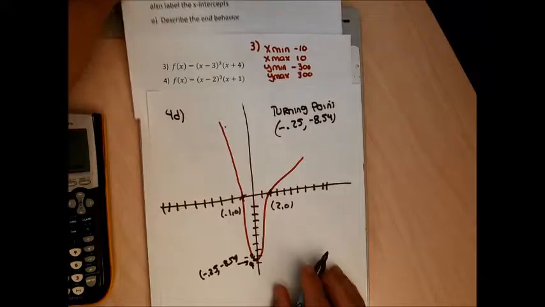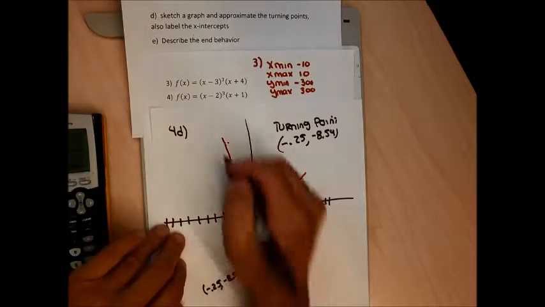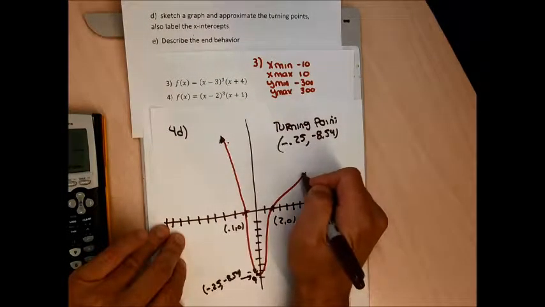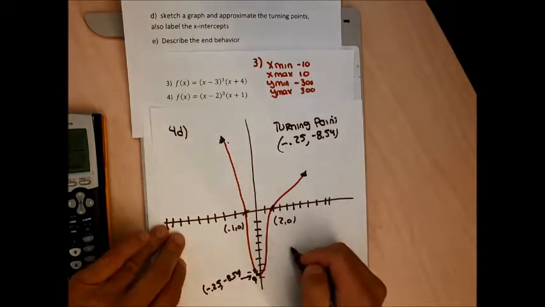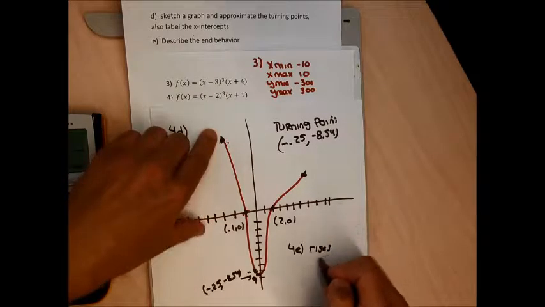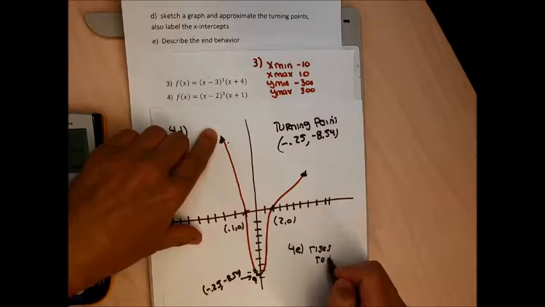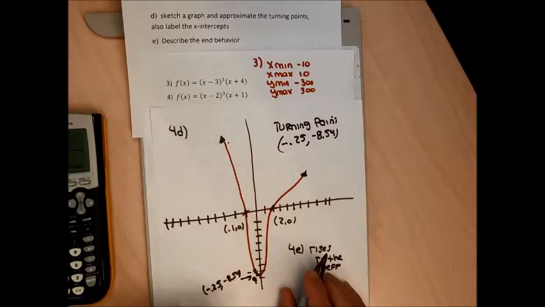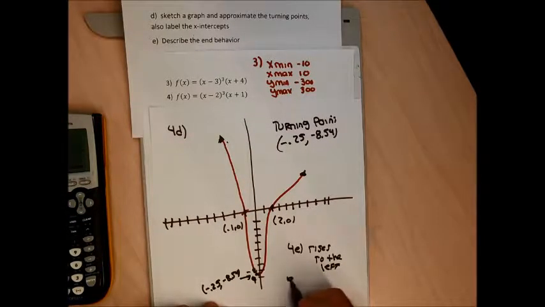For part E, I'm describing the end behavior. On both ends, I'm going to make arrows that are pointing up. So for 4E, I'm going to say it rises to the left of the y-axis, and it rises to the right of the y-axis, because both arrows are pointing up.